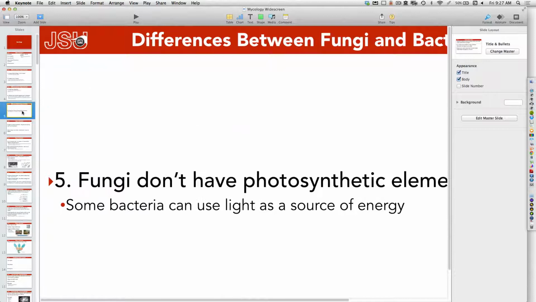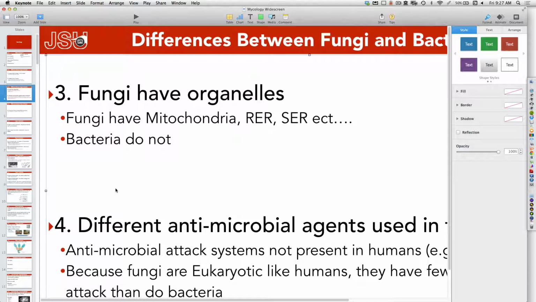Okay, and that last one, different antimicrobial agents are used. Why are different antimicrobials used? Why can't we use erythromycin against a fungal infection? They're so similar. Genetically, on a cellular level, they're much closer to us than a bacterium. Their ribosomes are more like our ribosomes. They don't have gyrase, so they don't have a lot of the attack points that a bacterium would.